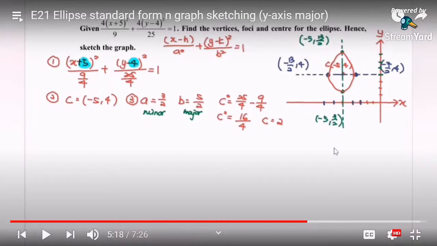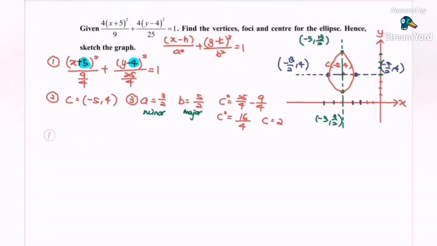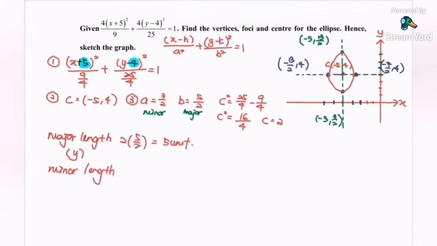So next is to find the foci. For the major length, it refers to the y-axis. By referring to the value B, 2 multiplied with 5/2, so the major length will be 5 units. As for the minor length, kindly refer to the x-axis, and 2 multiplied with 3/2, so we will have 3 units.